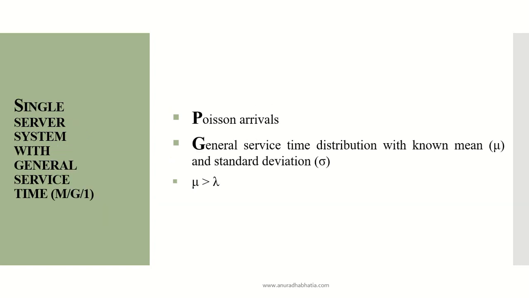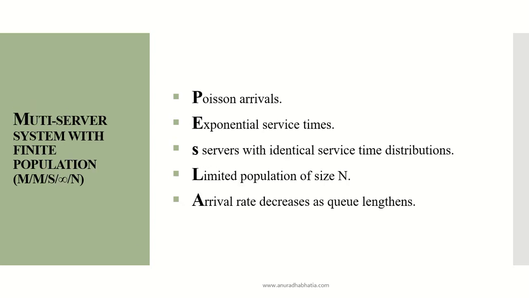Single server system with general service time, that is M/G/1, has a Poisson arrival and general service time distribution with mean mu and standard deviation, mu is greater than lambda. Multi-server system with finite population: the characteristics are Poisson arrivals, exponential service time, and S servers with identical service time distributions, limited population of size n, and arrival rate decreases as the queue lengthens.